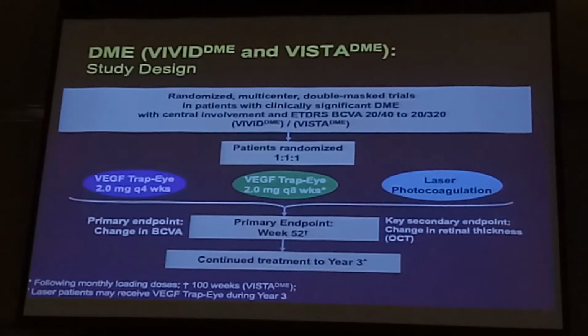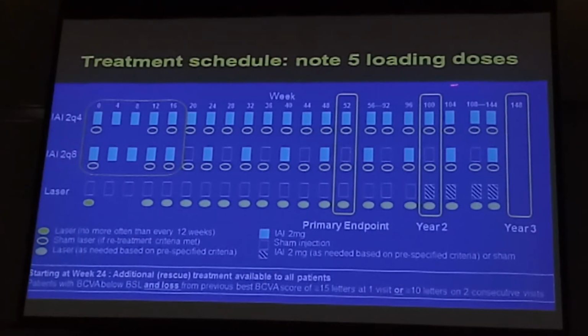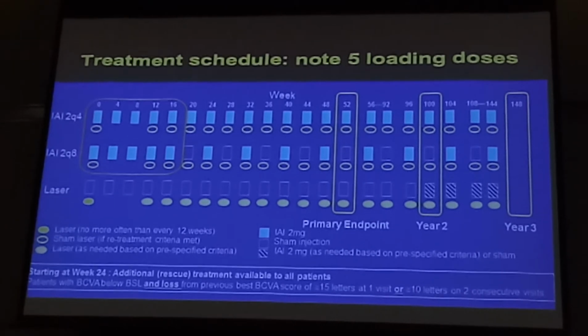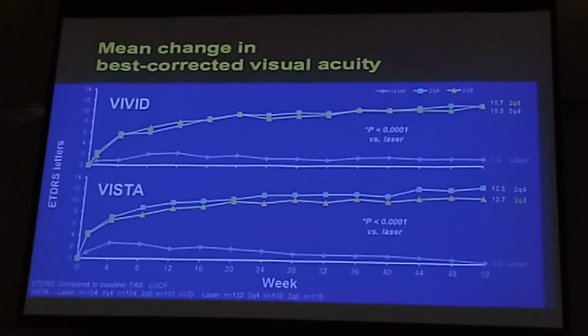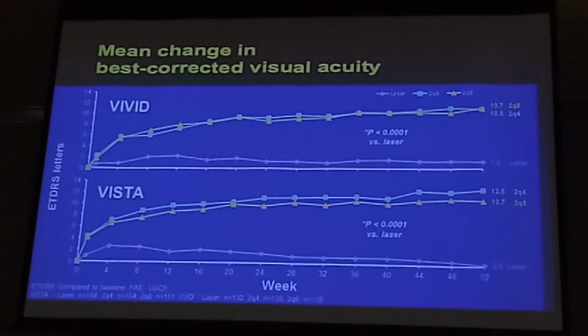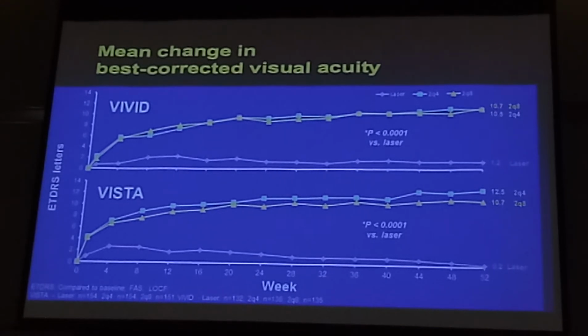This is for aflibercept, just to show you that their loading doses were different from ranibizumab. Ranibizumab is 3 loading doses, aflibercept we use 5 loading doses. So again, with that fixed dosing, even at Q8, that means 8 weekly dosing after the first loading doses, you need 9 injections in the first year. So you can't run away with doing less. And these are the results from VIVID and VISTA. This is aflibercept showing very, very good results, similar to ranibizumab.